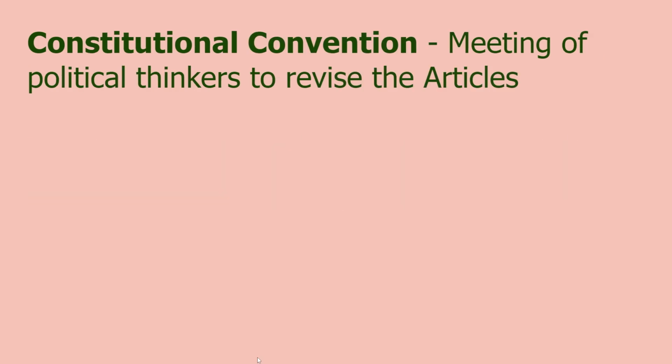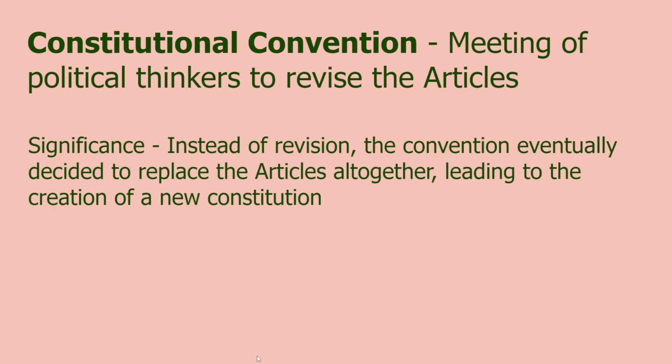Constitutional Convention, meeting of political thinkers to revise the Articles. Instead of revision, the convention eventually decided to replace the Articles altogether, leading to the creation of a new constitution. The story behind the Constitutional Convention is that it wasn't really supposed to be this radical change. It was just a meeting over why the Articles were failing, but they ended up crafting the U.S. Constitution.